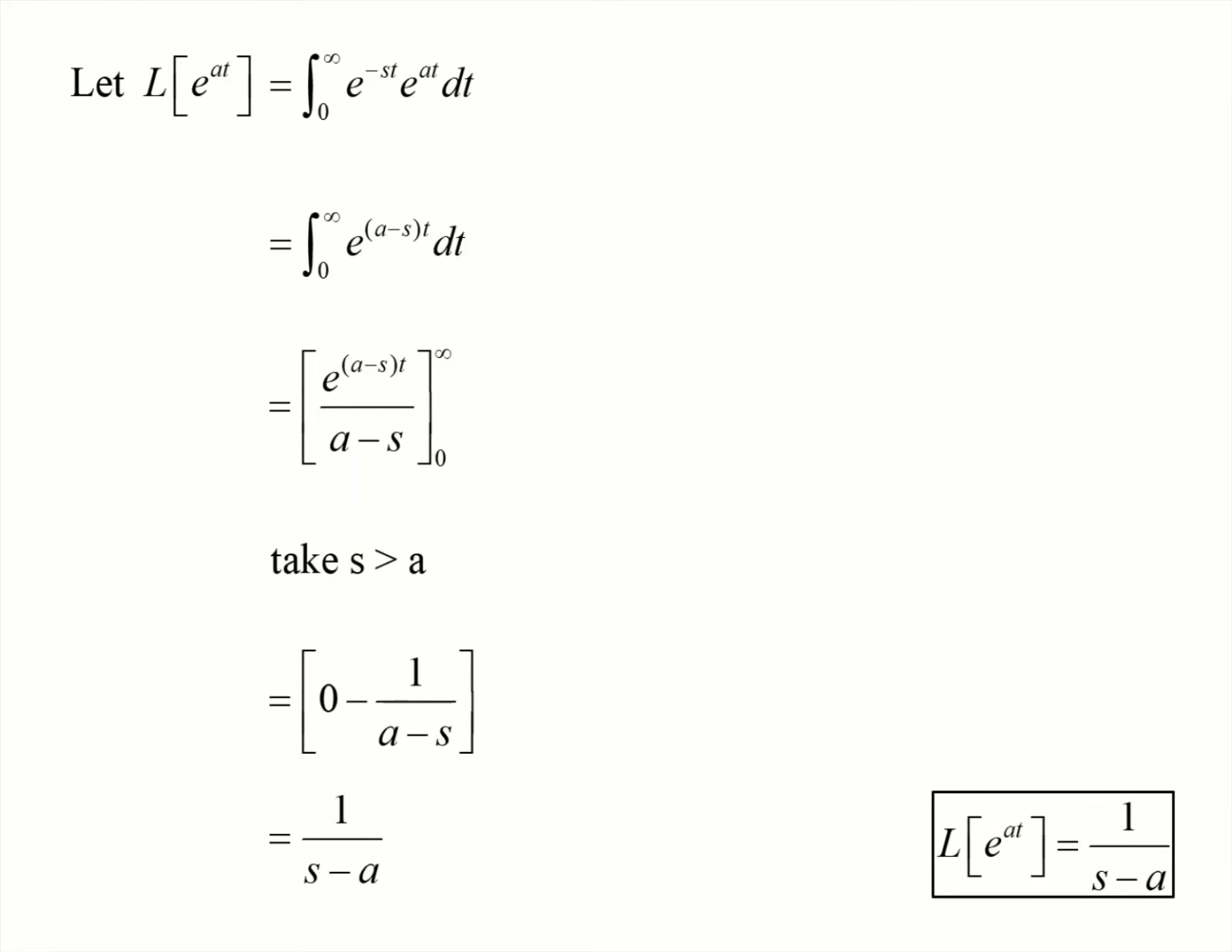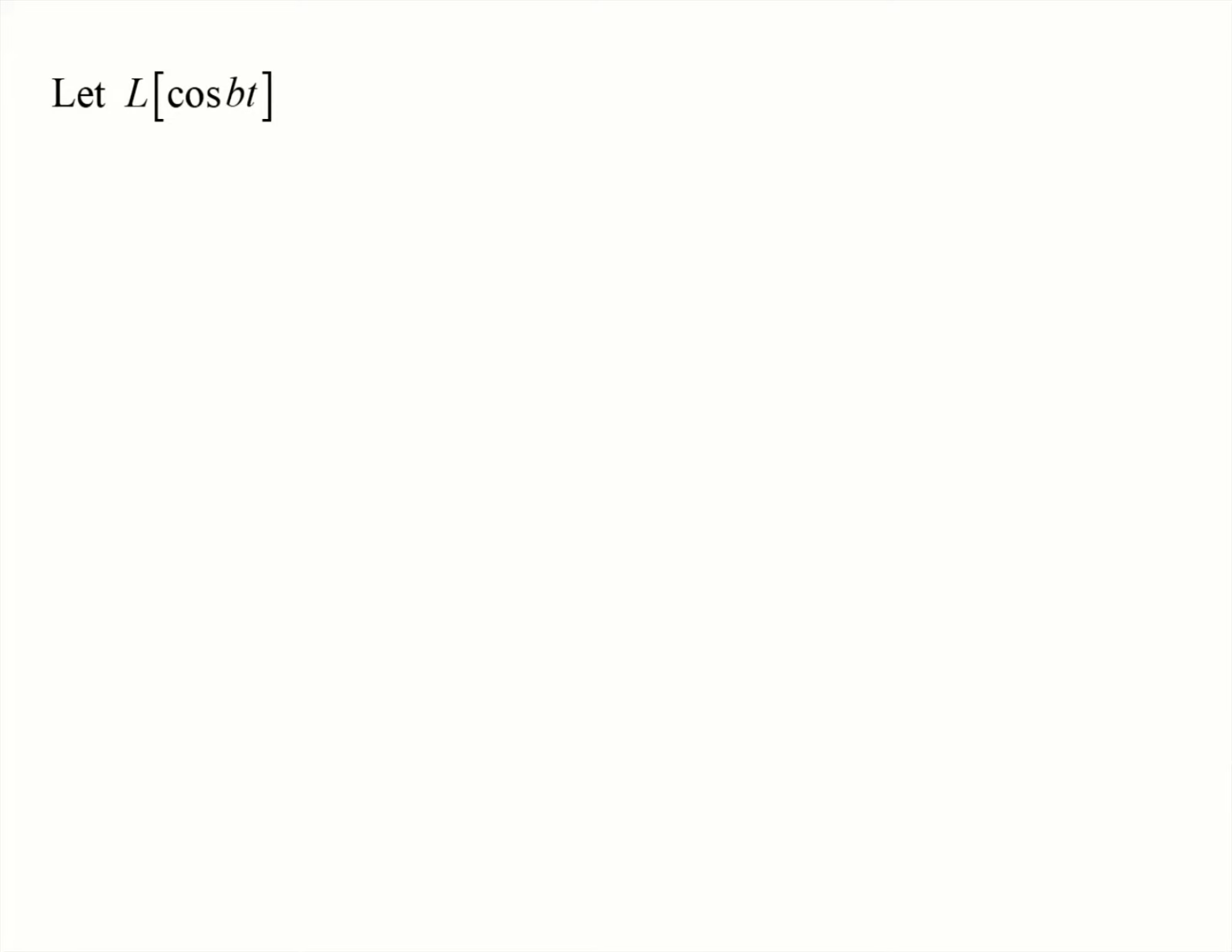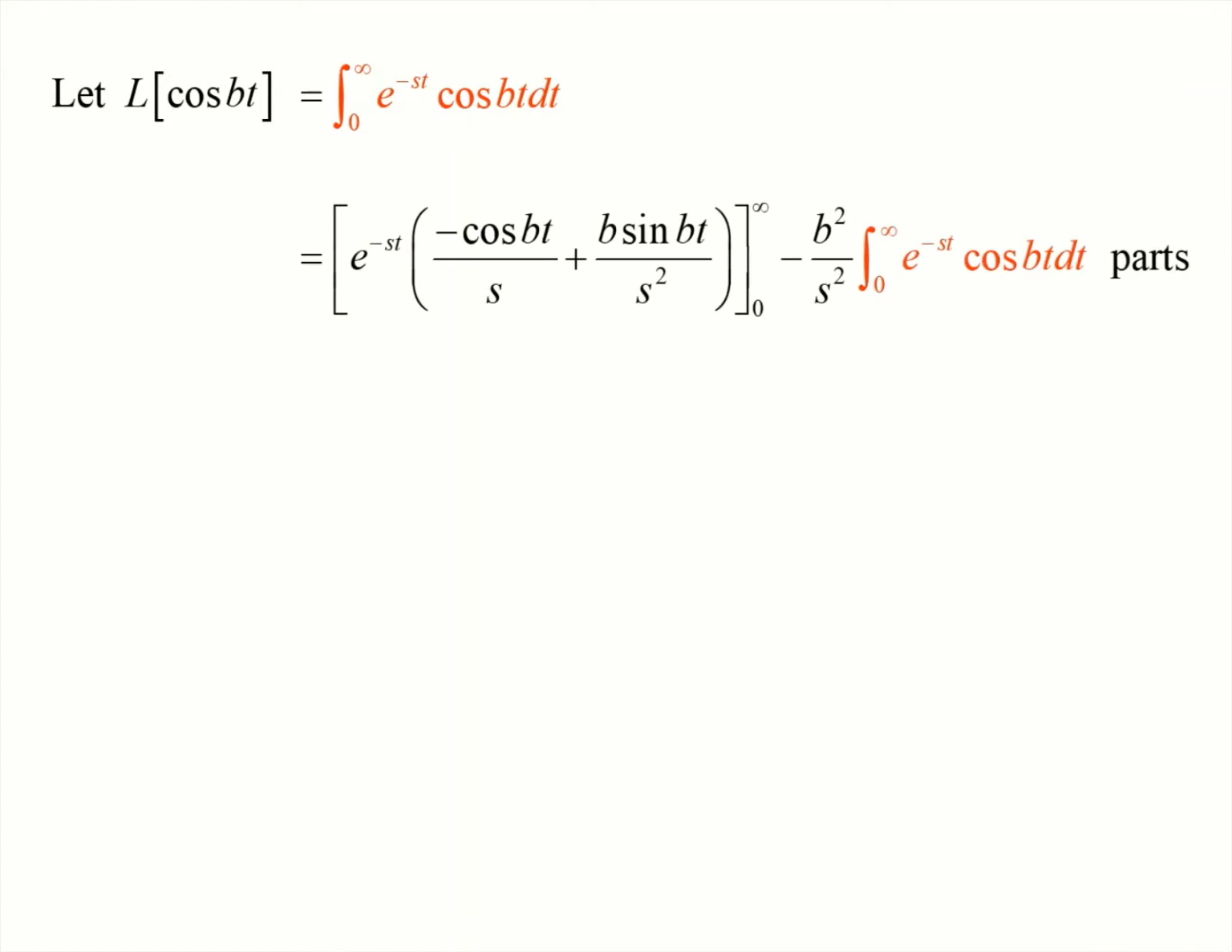Let's go ahead and look at the next one. The Laplace transform of cosine bt, and we kind of did one like this in class, except now we have a b there. And so this is the one where you have to do integration by parts. I wrote this in red. Integration by parts gives you this, and I'm going to go fast through this because you're not going to have to do this in your homework.